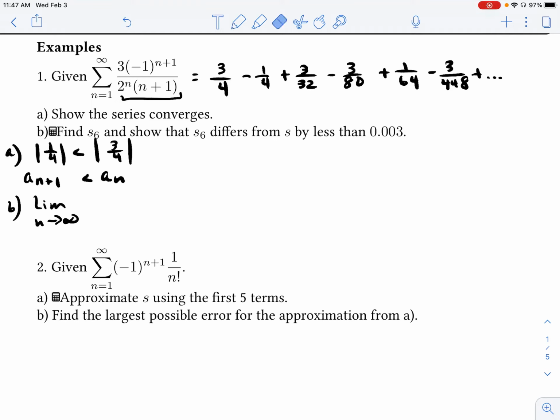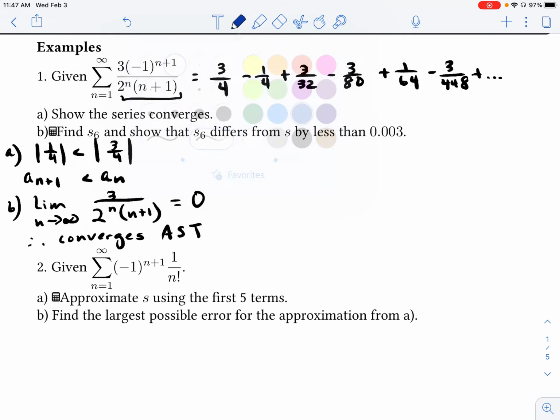Next, I'm now going to show that the limit of a sub n as n approaches infinity, and actually let's write it out, this is 3 over 2 to the n times n plus 1. Well, our numerator here is bounded. It's a finite value. It's just a constant, but we're dividing by a denominator that's going to approach infinity, which means this is equal to 0. Therefore, we can say that this series converges by the alternating series test. Okay, so part A is done there.